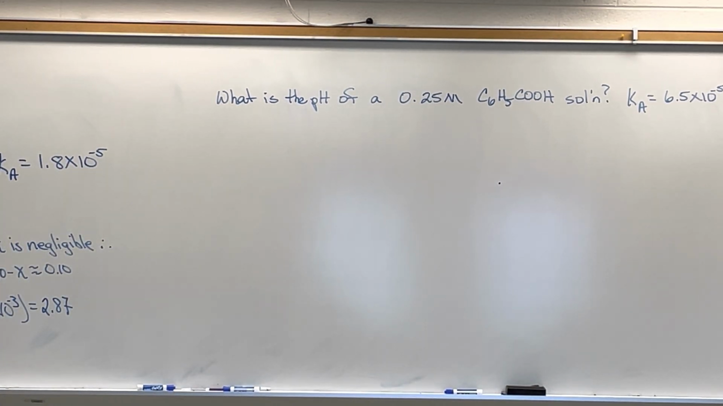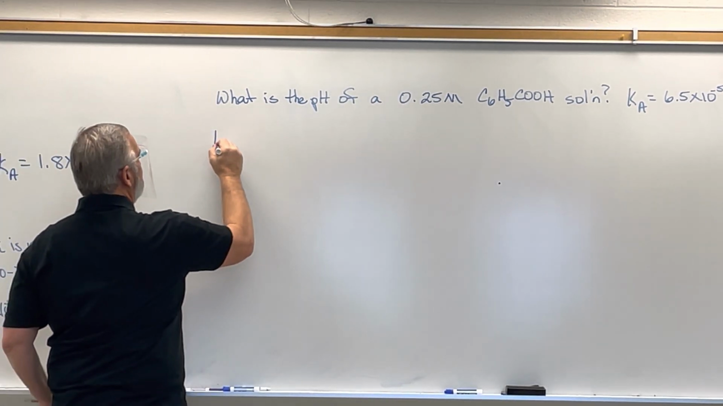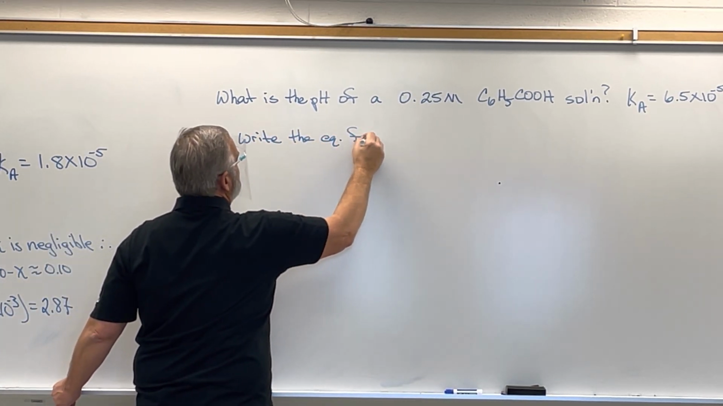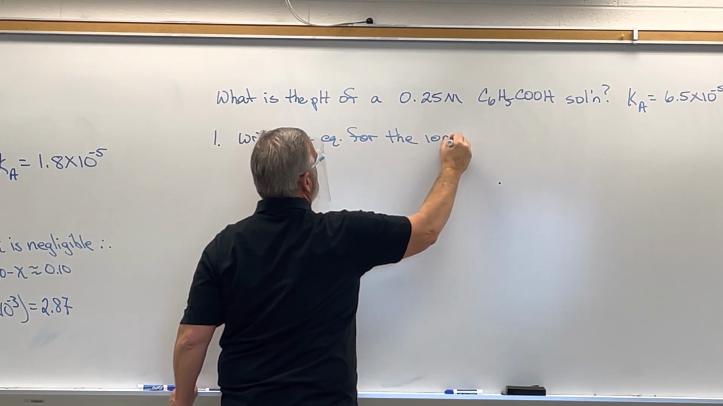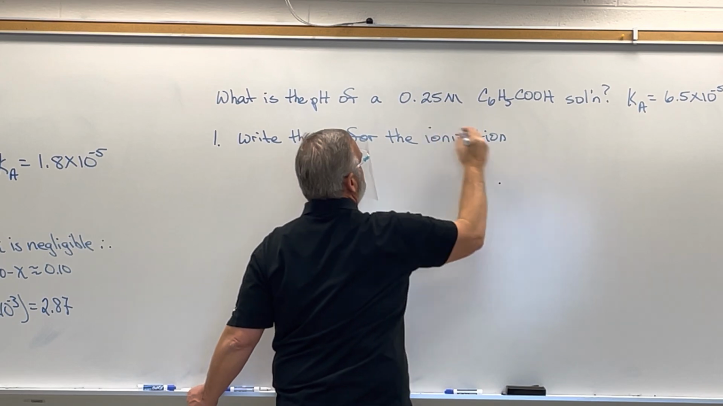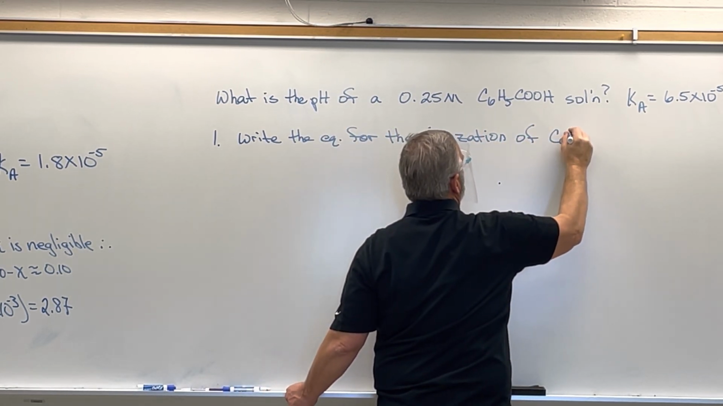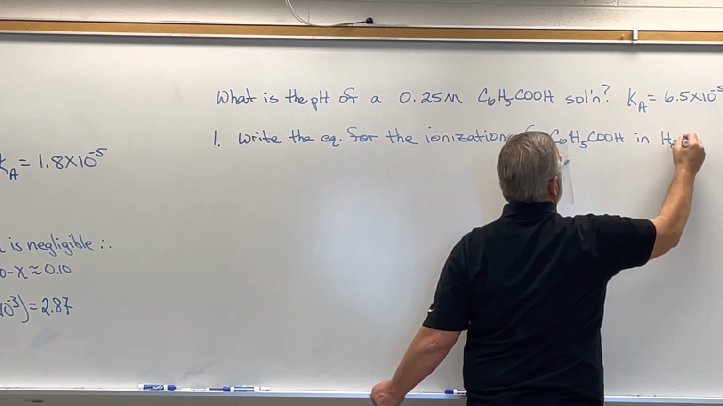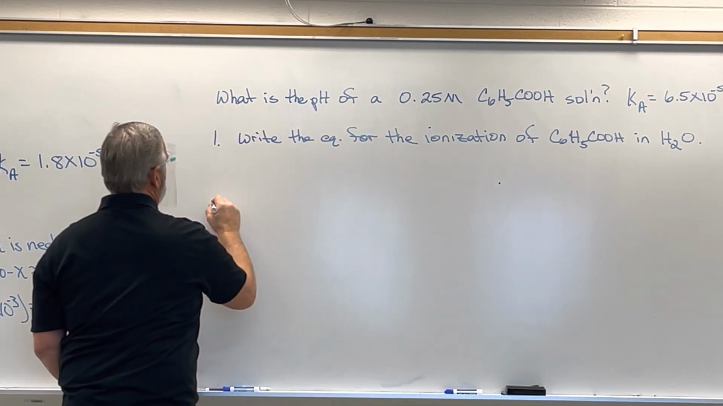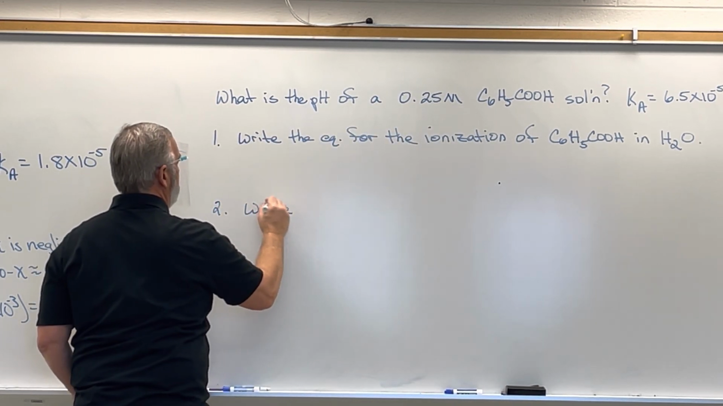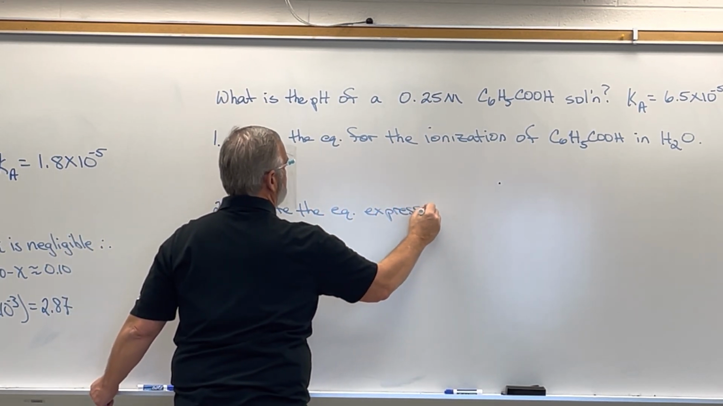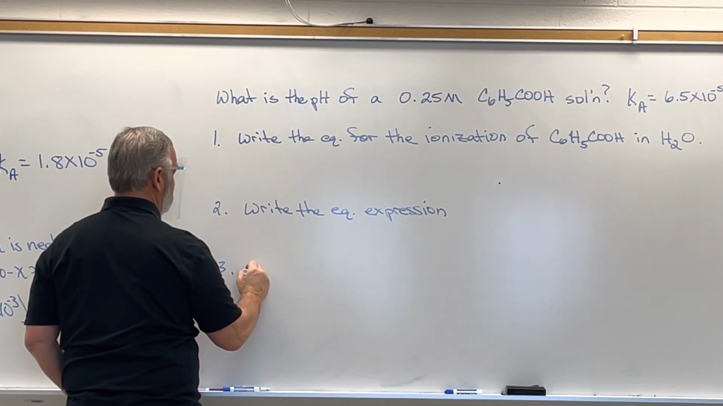Write out the equilibrium expression. Actually, let's do three things. Number one, write the equation for the ionization of C6H5COOH in water. Number two, write the equilibrium expression. And then number three, the pH.